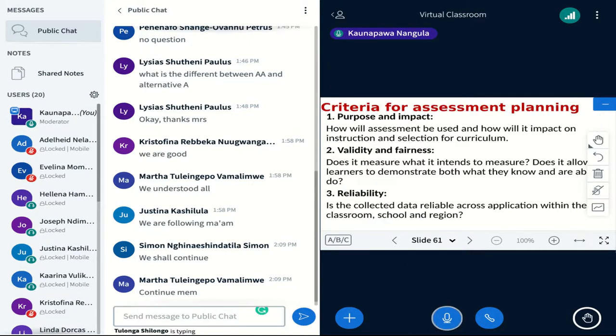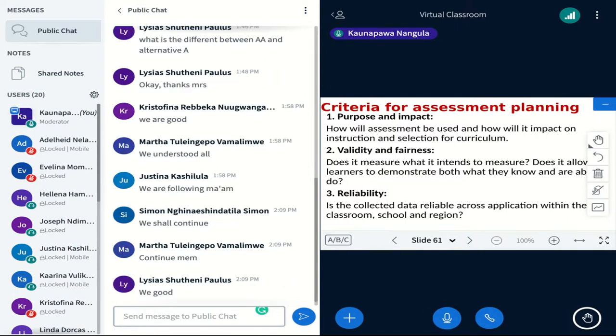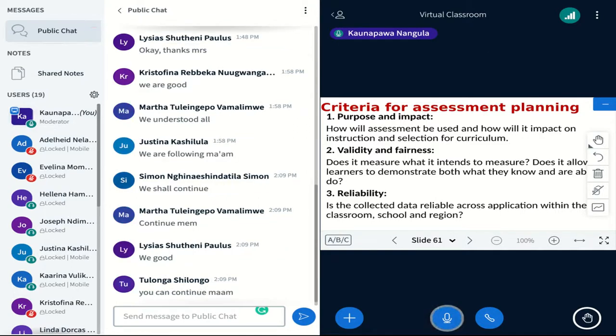Okay. Now we are going to look at the criteria. In the development and use of classroom assessment tools, there are certain issues that must be addressed in relation to the following 5 important criteria. All right. We have 5 criteria that are important, and we have to consider them. The first one is purpose and impact. How will assessment be used, and will it impact on the instruction and selection of the curriculum? All right. So here is the purpose and the impact of the assessment. Is it going to improve instruction? Is it going to improve the curriculum itself, like the syllabus?